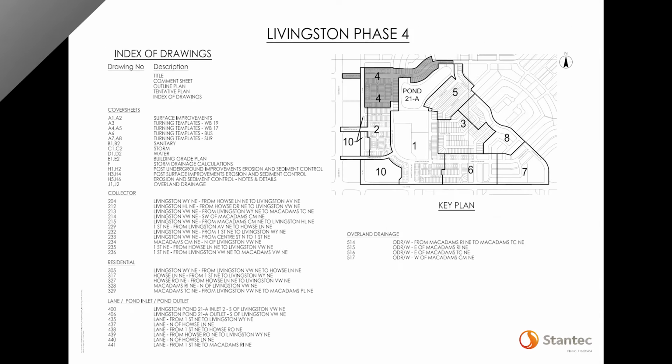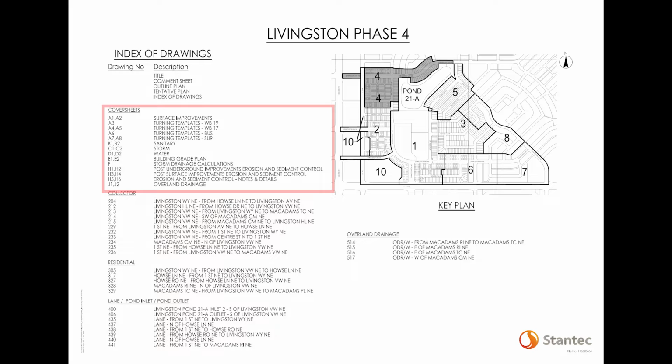The index serves as a table of contents. Each page in the set is listed in order. In a large set of plans, using the index can save a lot of time. Usually the next section will have the cover sheets. There are several cover sheets, each applying to different parts of construction. Typically you will find cover sheets for surface improvements, sanitary, storm, water, building grade plan, storm drainage calculations, erosion and sediment, and overland drainage. This video will examine the cover sheets which apply most directly to underground and road construction.